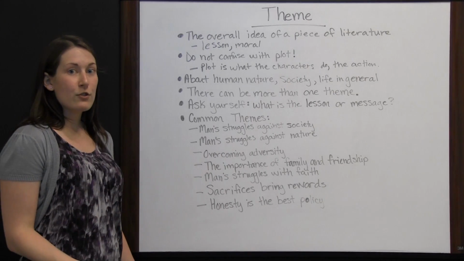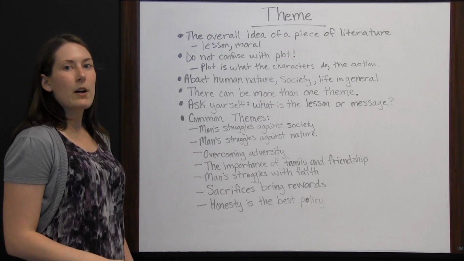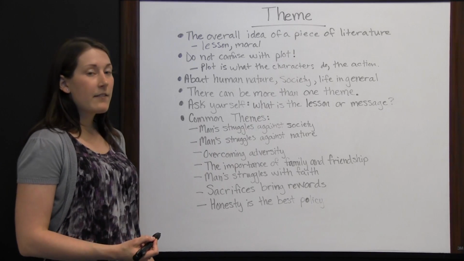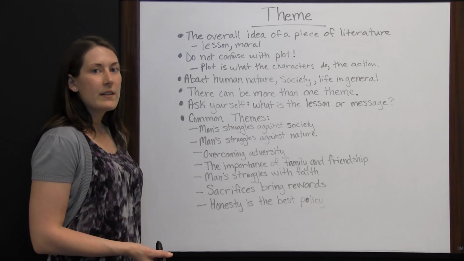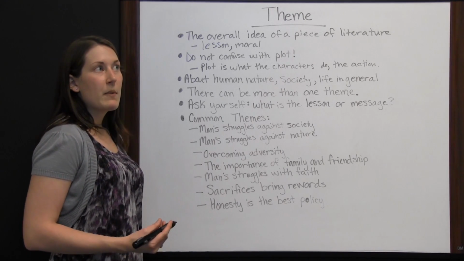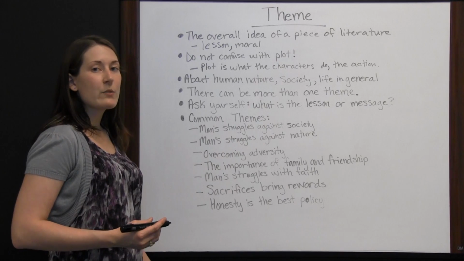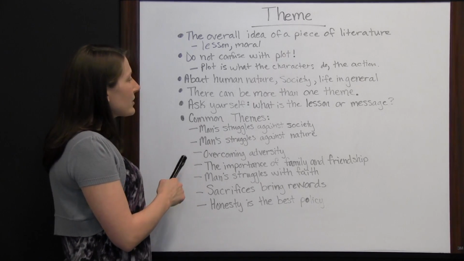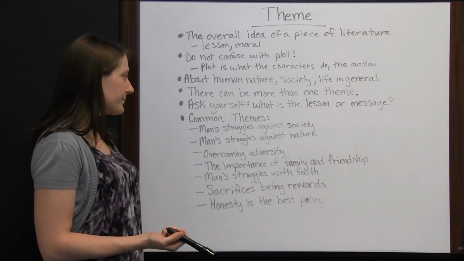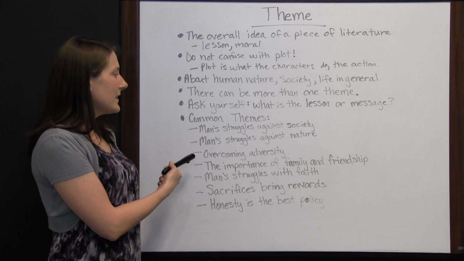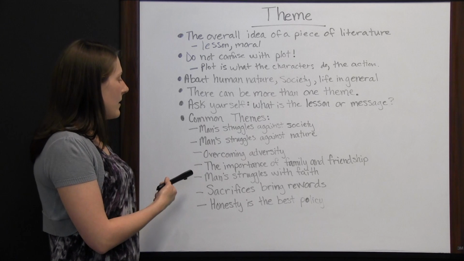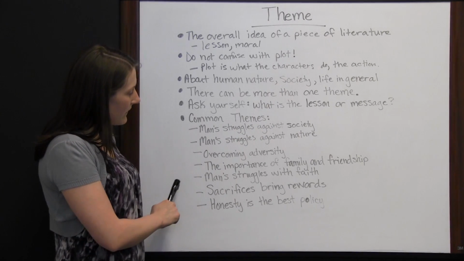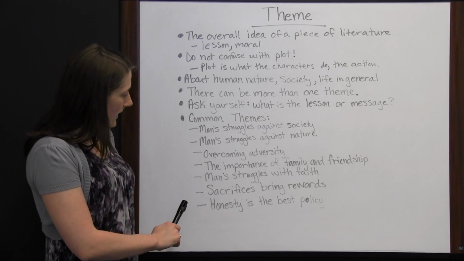Now, obviously, what the characters do is going to help you understand the theme, but plot and theme are not the same thing. Theme is going to be more about human nature, society, and life in general. There can also be more than one theme. The author may have one overall message, but there may be a few messages in there, or you may be able to find more than one theme besides the main controlling theme of the story. Some questions to ask yourself are, what is the lesson or message? And some common themes are, man struggles against society, man struggles against nature, overcoming adversity, the importance of family and friendship, man struggles with faith, sacrifices bring rewards, and honesty is the best policy.